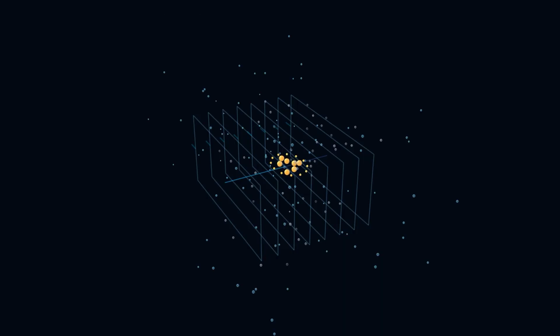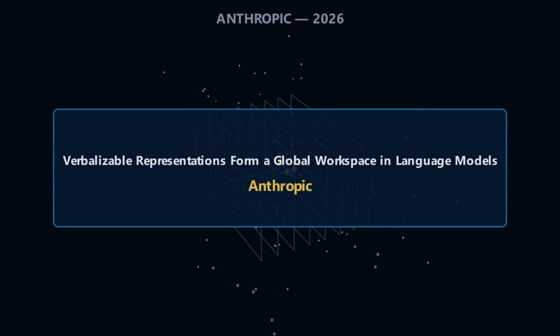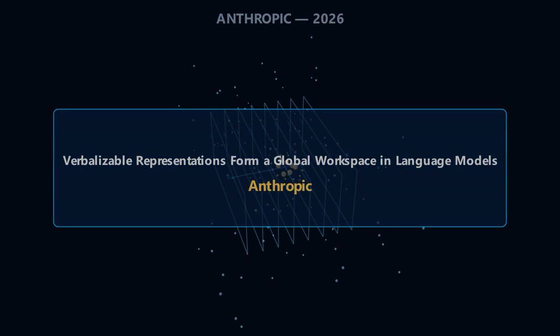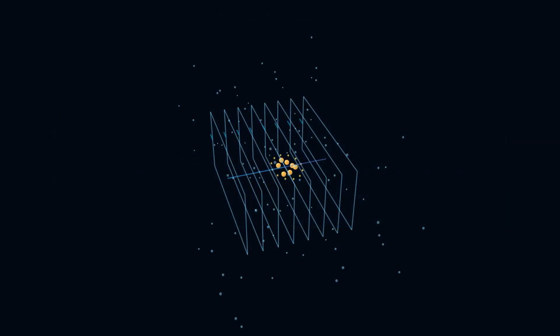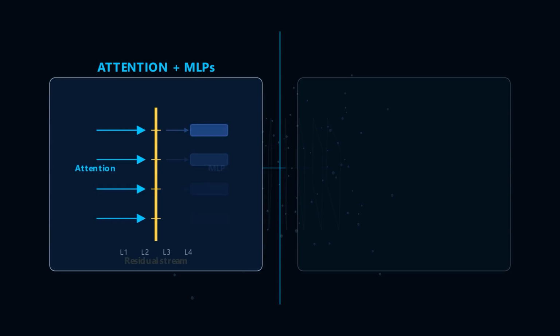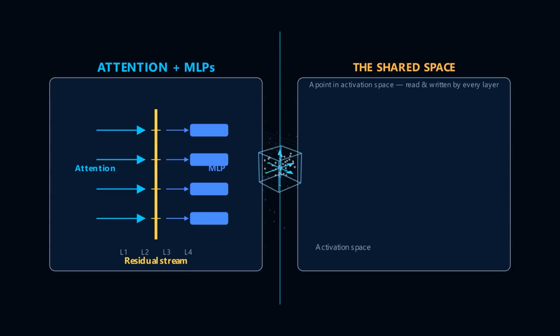In July 2026, Anthropic published a remarkable study called Verbalizable Representations Form a Global Workspace in Language Models. And their question was simple. Can we actually find such a workspace inside a transformer? Their investigation gives us a new way to look at the transformer, not simply as attention plus MLPs, but also as the dynamics of information moving through a shared internal representation, a space every layer reads from and writes to.